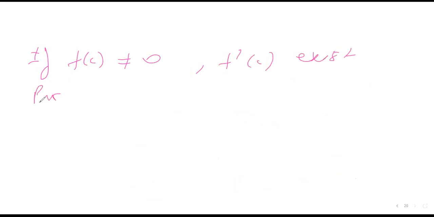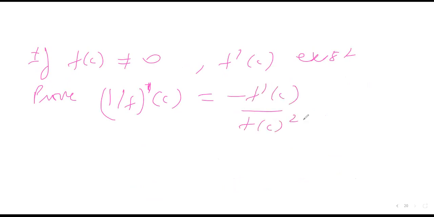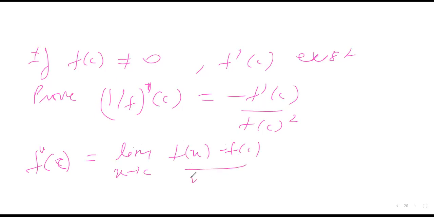Let's say I have to prove that if f of c is not equal to 0 and f dash c exists, then the derivative of 1 by f at c is equal to minus f dash c upon f of c square. So I know that f dash c is equal to limit x tends to c of (fx minus fc) upon (x minus c), right?